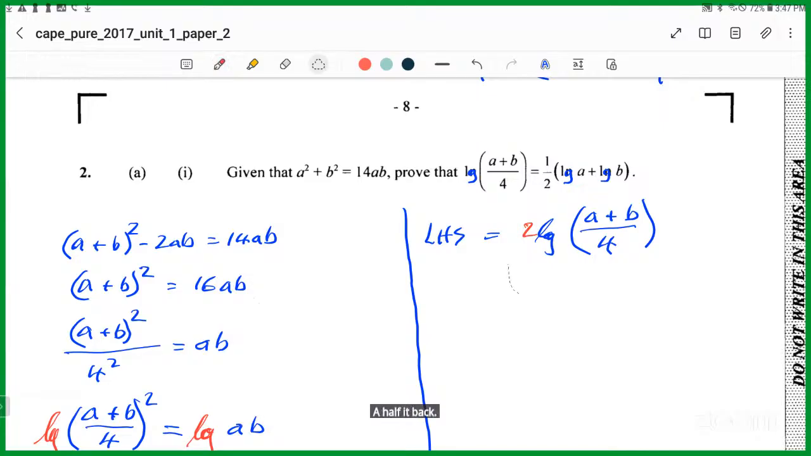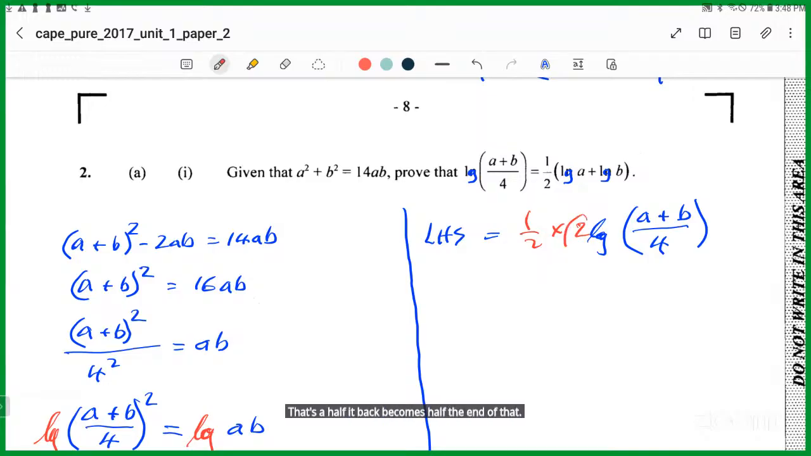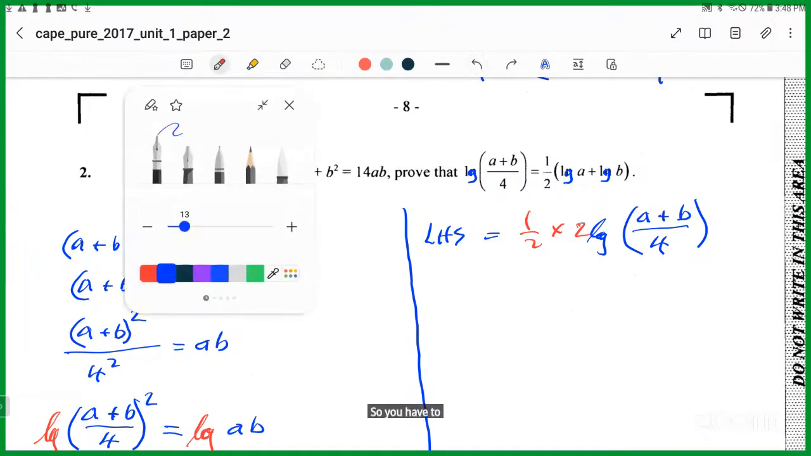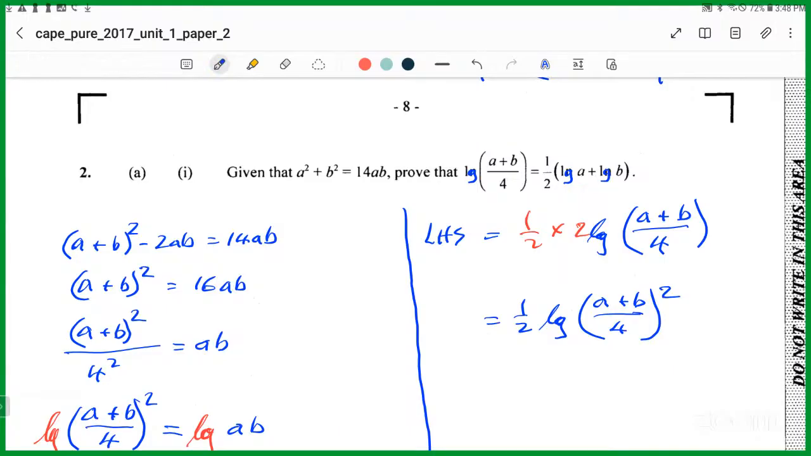Shift this over. So this 2, I'm going to put it up here. But after I half it back, it becomes half times that. You have to learn these skills. It becomes half and the log of a plus b over 4 all squared. I take the 2 and I put it up here. That's what is here now.